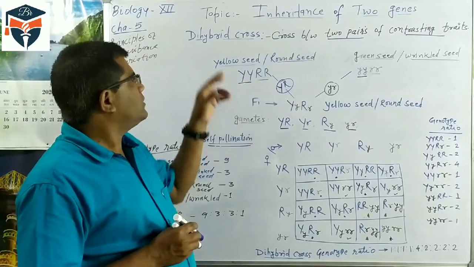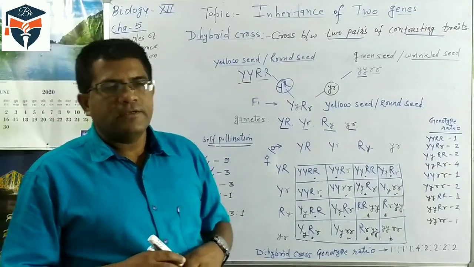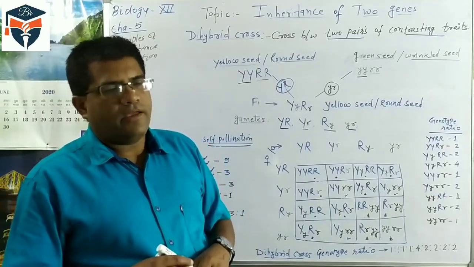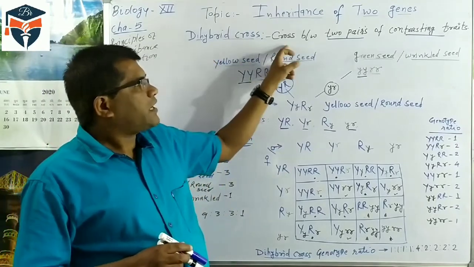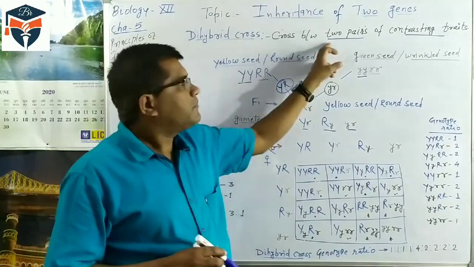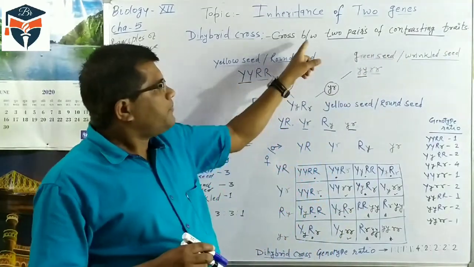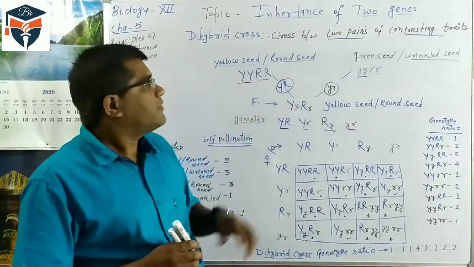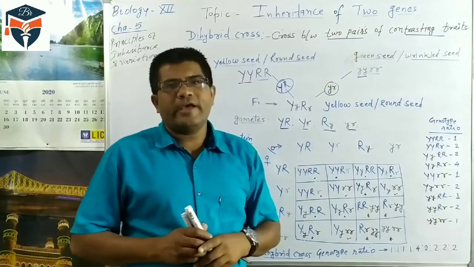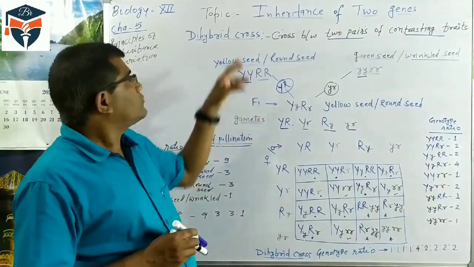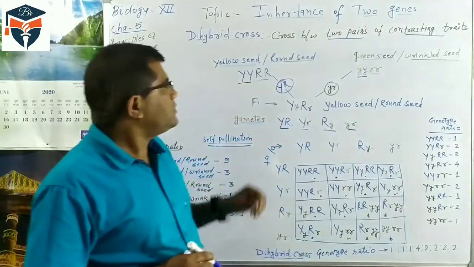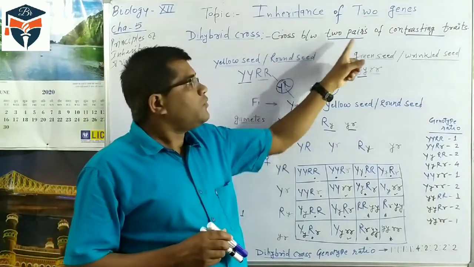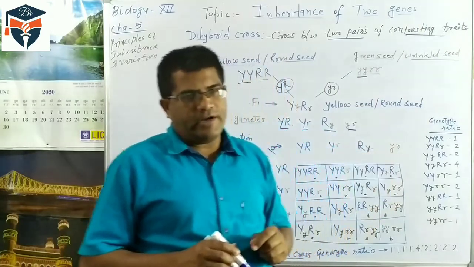In inheritance of two genes, first we should understand the dihybrid cross. What do we mean by dihybrid cross? Many questions related to the dihybrid cross come in the examination. A dihybrid cross is a cross between two pairs of contrasting characters. If two pairs of contrasting characters are crossed together, that cross is called the dihybrid cross. It means there is expression of two genes, so it is called inheritance of two genes. Many times the question comes: what is a dihybrid cross? It is a cross between two pairs of contrasting traits.